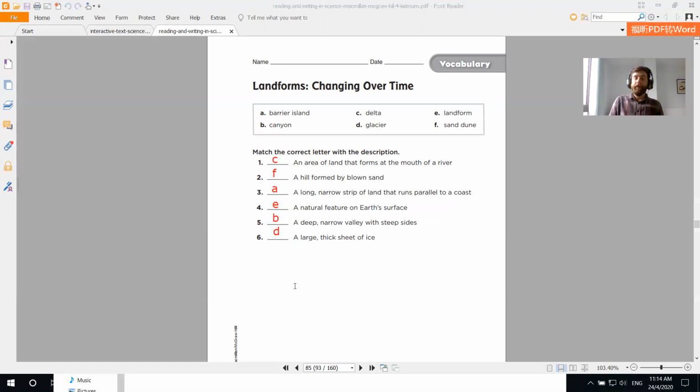Okay, so I want you to listen how I say the words and then practice saying it at home too, okay? So that you can say it properly and you also know what the different landforms are. Okay, so you can pause the video and take down the answers at home, and then we're going to do the next page. Let me give you the answers.